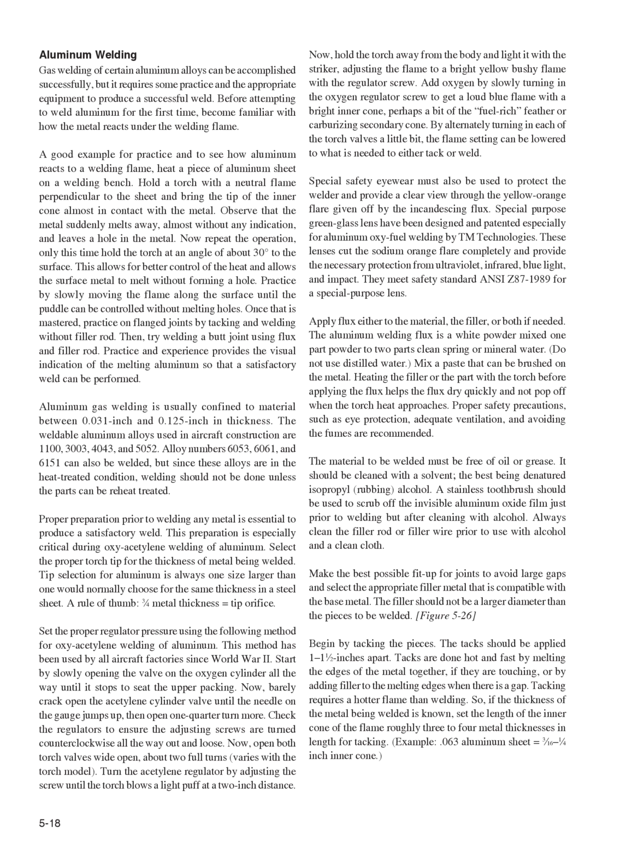A good example for practice and to see how aluminum reacts to a welding flame: heat a piece of aluminum sheet on a welding bench. Hold a torch with a neutral flame perpendicular to the sheet and bring the tip of the inner cone almost in contact with the metal. Observe that the metal suddenly melts away, almost without any indication, and leaves a hole in the metal.